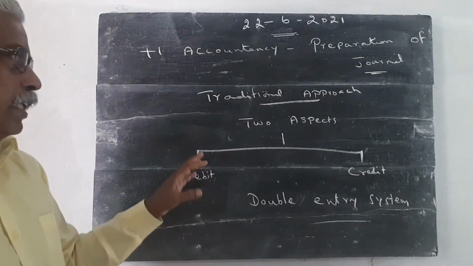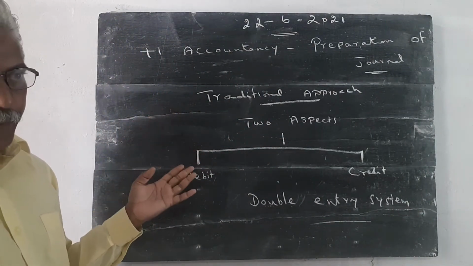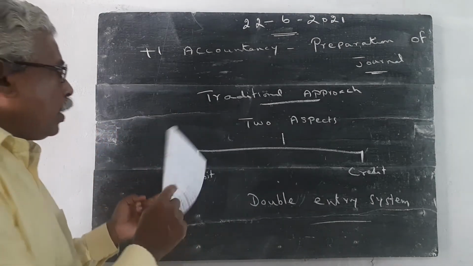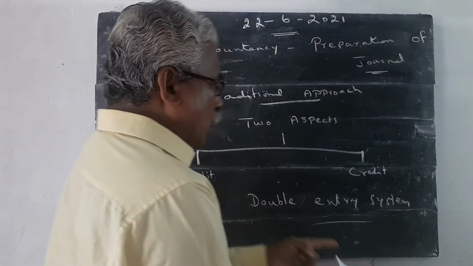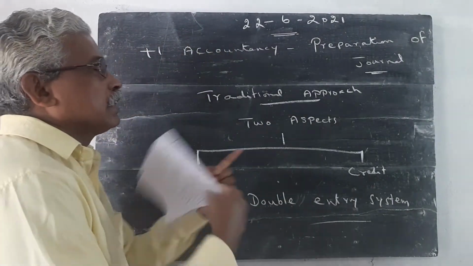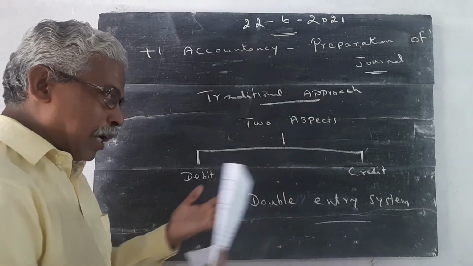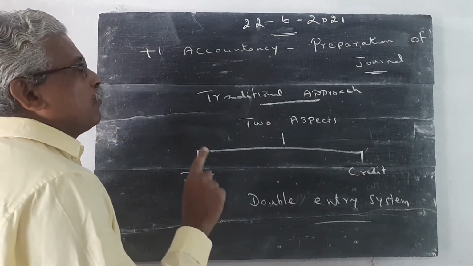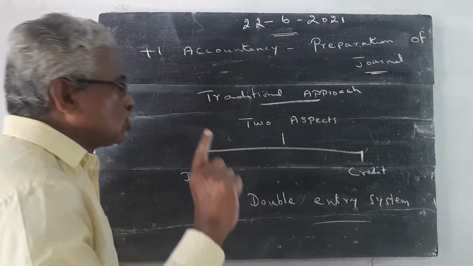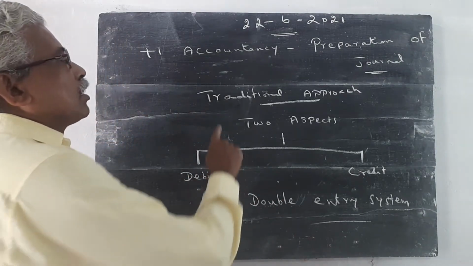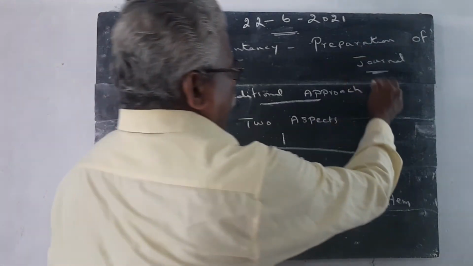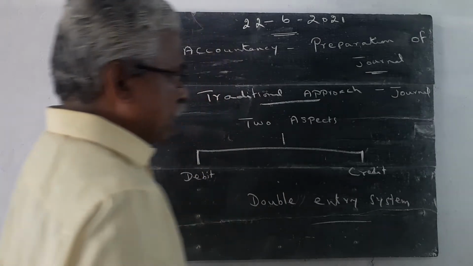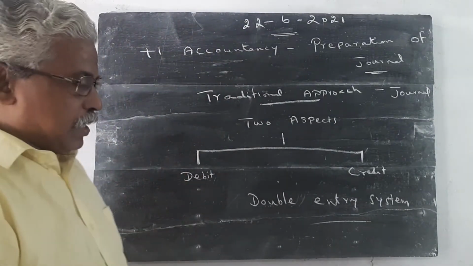So please listen to the class. Transaction is the transfer of money or money's worth from one person to another person. One person receives, another person gives. Sometimes something comes in, something goes out. It may be income or expenses. So every transaction has two aspects. It is called the traditional approach of preparing journal. We are following the traditional approach of journal.